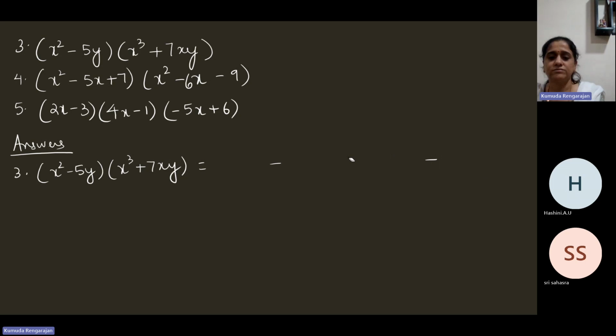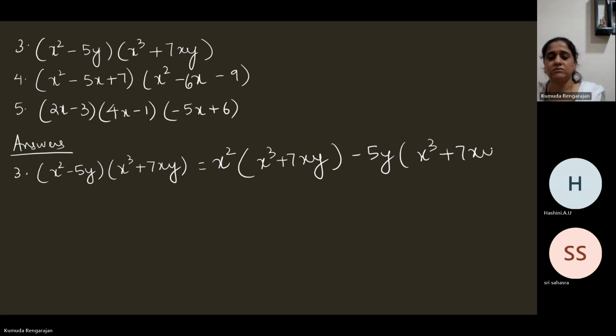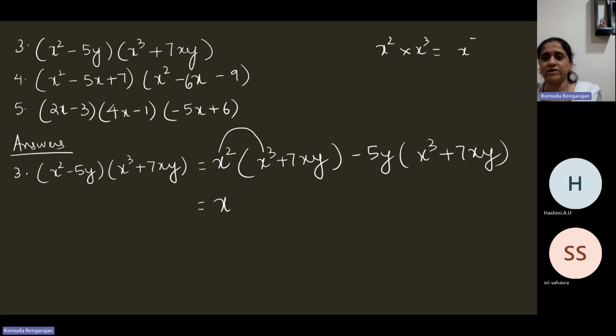Write this again. First term x squared into the second bracket. Second term into the second bracket. Now how do we multiply this into this? X squared into x cubed. Add the powers, 2 plus 3. Don't multiply the powers, add the powers, because x squared into x cubed is x to the power 5. The base is the same in multiplication, so add the powers. 5. There's a plus sign here also.